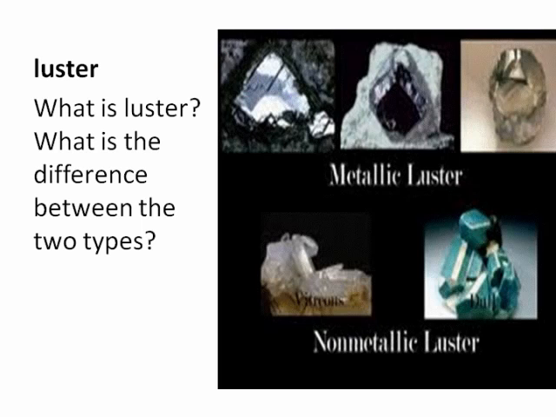Luster is defined as the way a mineral reflects light. You've got 2 main types, metallic and non-metallic luster. Metallic means it's shiny like a piece of polished metal. Non-metallic means it's not shining like a piece of polished metal. It can still be shiny, maybe like glass or a diamond, but not like polished metal.